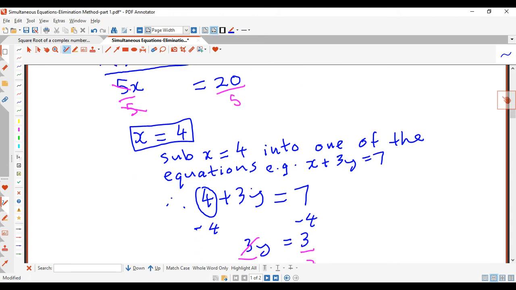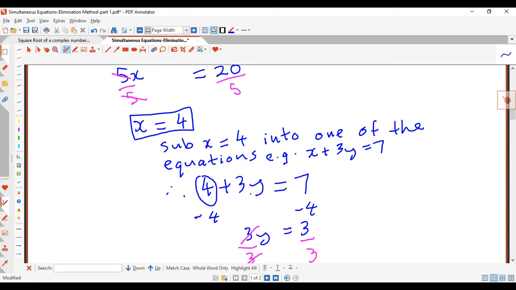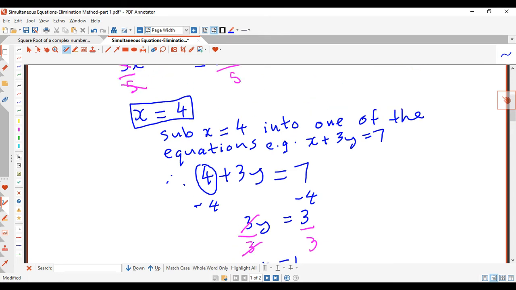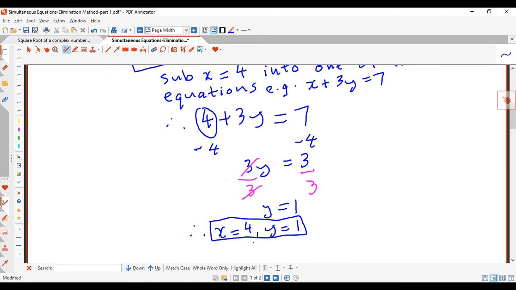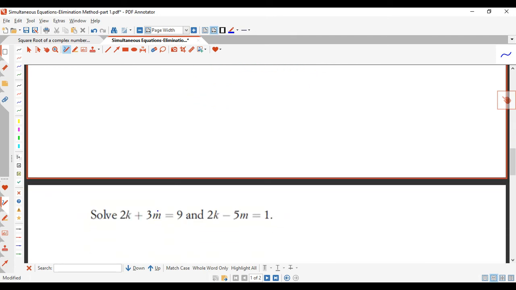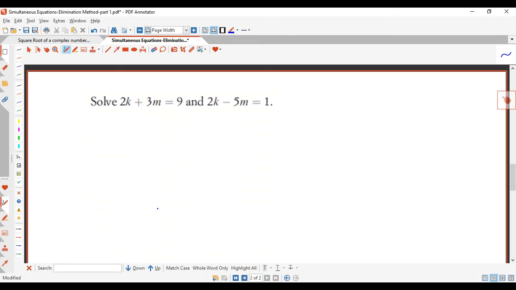Okay, so subbing that x equals 4 into that equation, I get 4 plus 3y equals 7. Solve that, I get y equals 1. So my final answer is x equals 4, y equals 1. So copy all of that down. All right, pause the video and we'll do question 2 now.